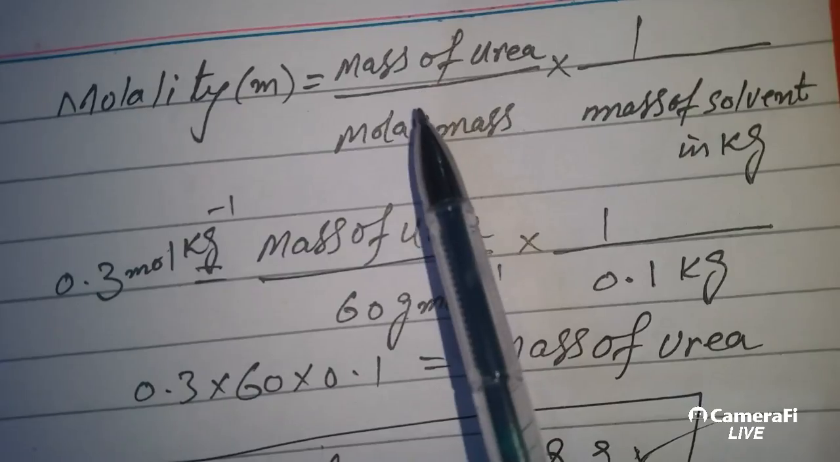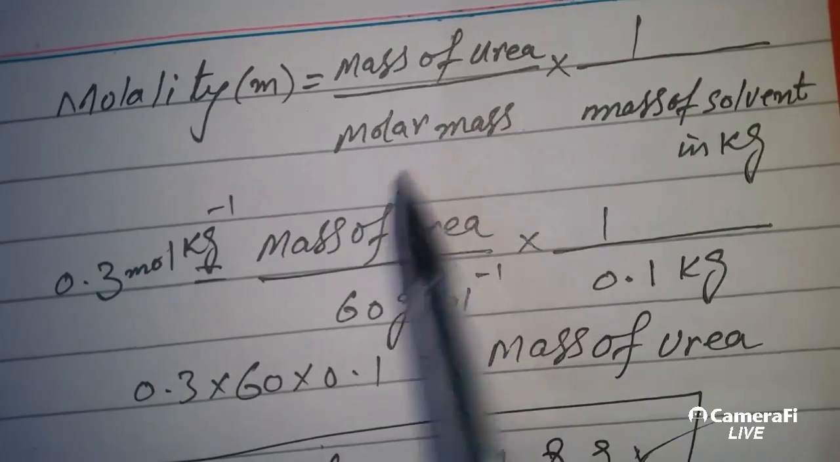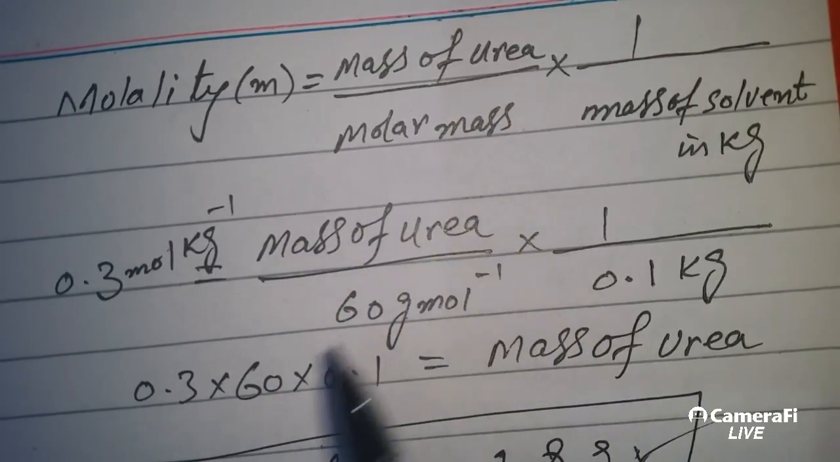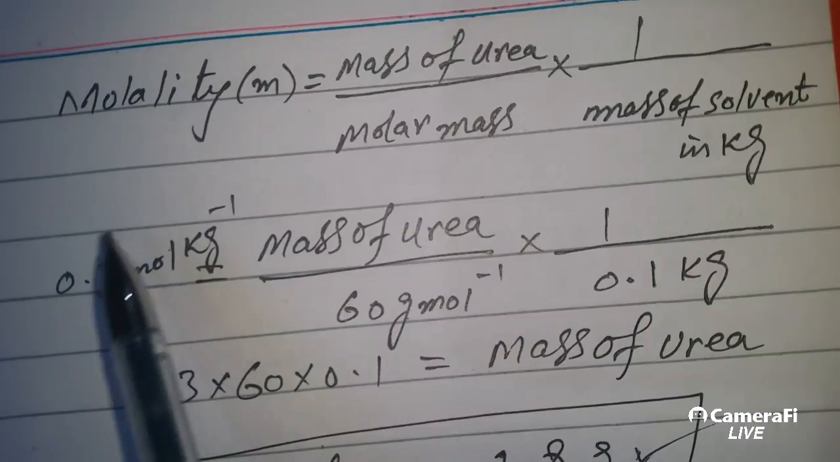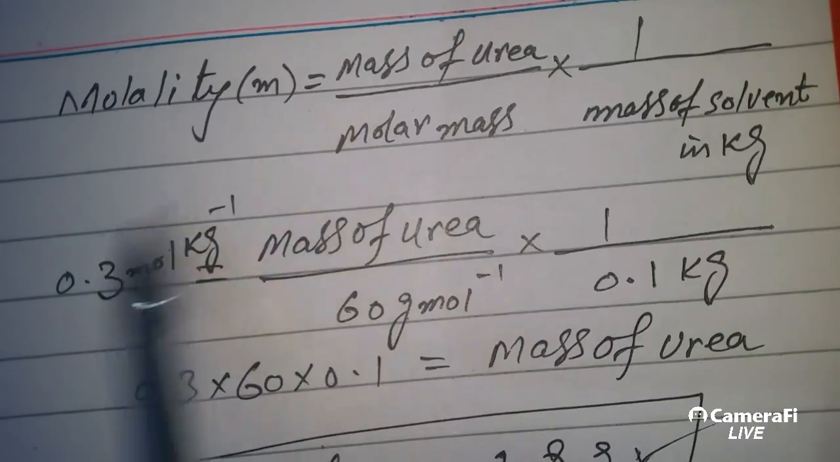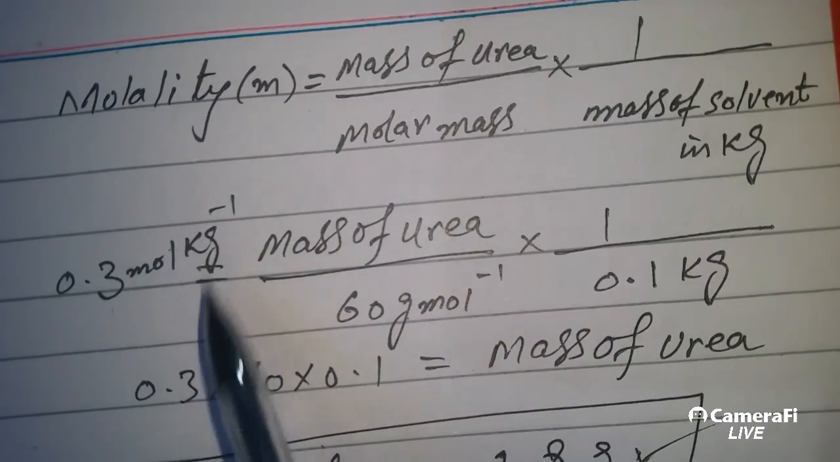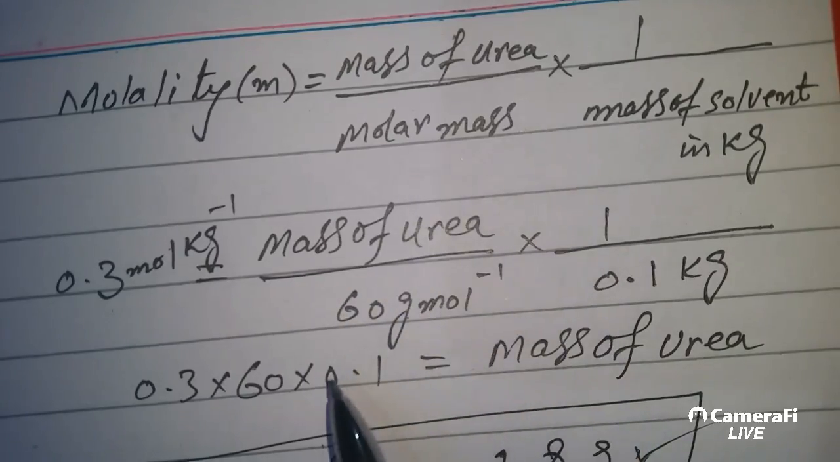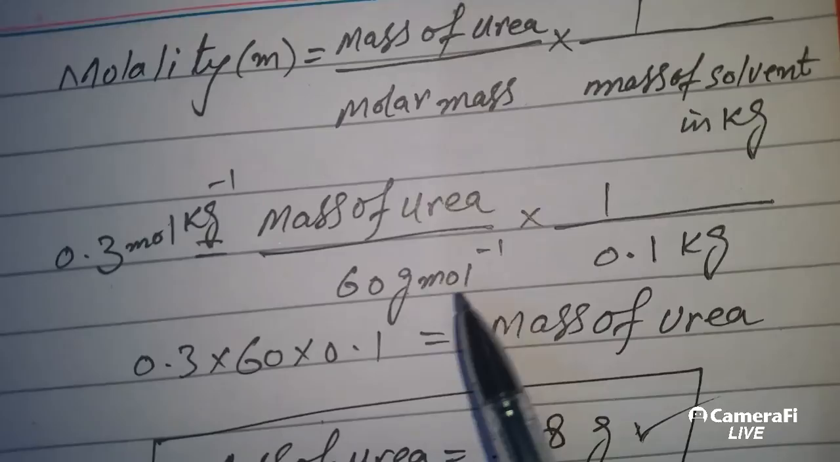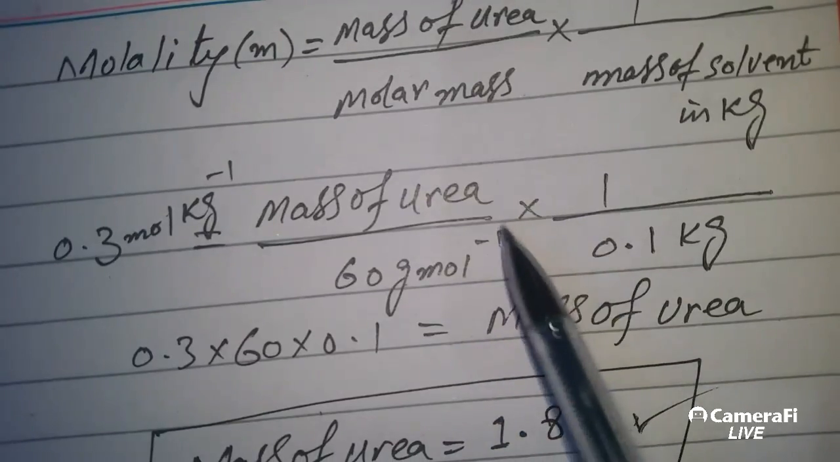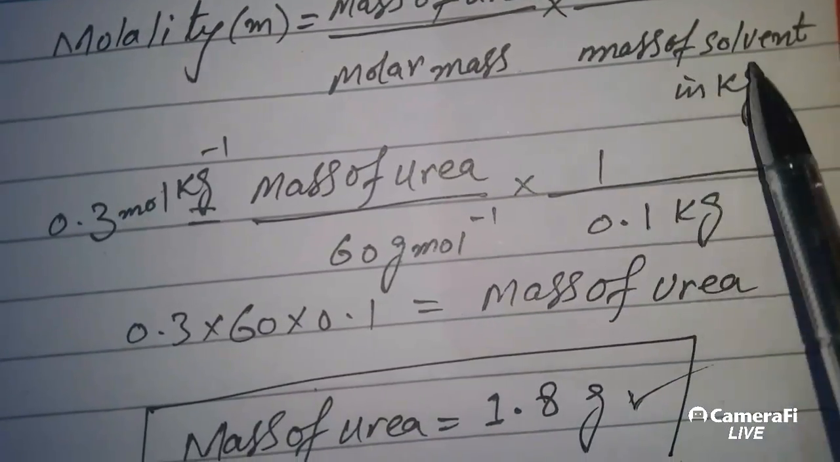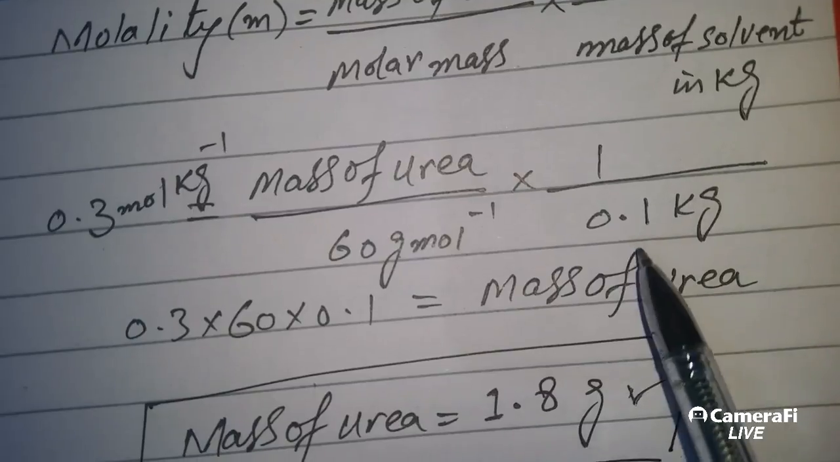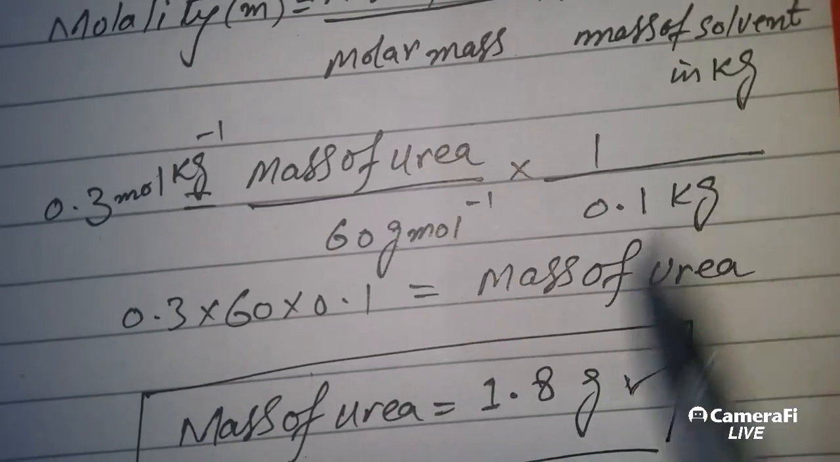The solute in our problem is urea, so we will apply all the values. We have molality as 0.3 moles per kg. Mass of urea is unknown. Molar mass of urea we have calculated as 60 grams per mole, times 1 over mass of solvent, that is water, in kilograms, which is 0.1 kg.